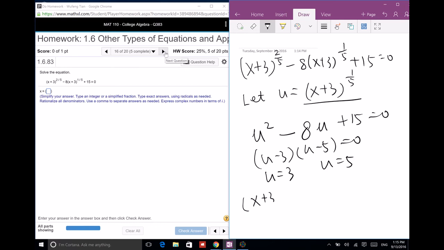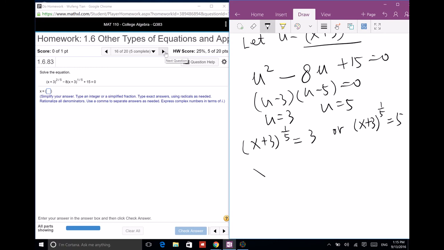So (x plus 3) raised to the 1/5 power equals 3. Or (x plus 3) raised to the 1/5 power equals 5. Then you want to get rid of the 1/5 power, so basically you raise both sides to the 5th power. 3 raised to the 5th power, and the 5 and 1/5 cancel out. So you have x plus 3 equals 243. Okay, is 81 3 to the power 4? No, it's not 81. It's 243.